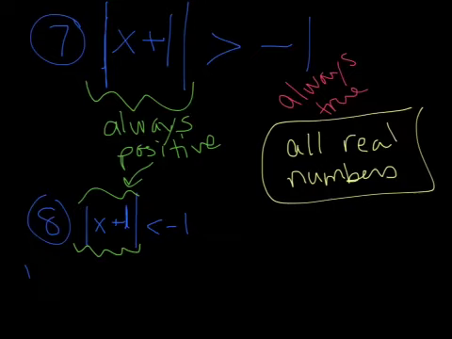This one, you're going to get a positive is less than -1. That's never going to be true. So this one is always false. When we have an equation or inequality that's always false, that means that our answer is going to be no solution.